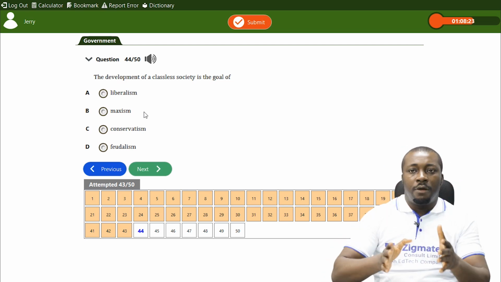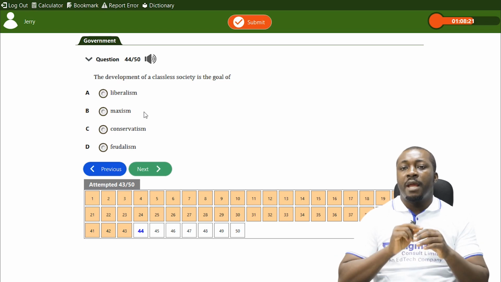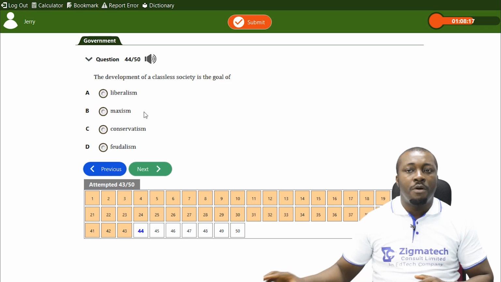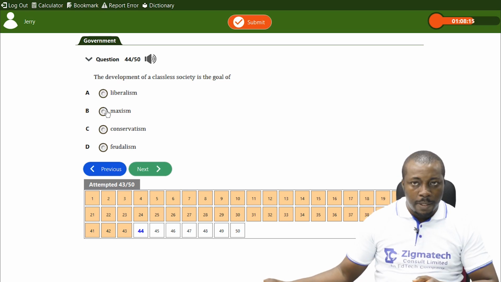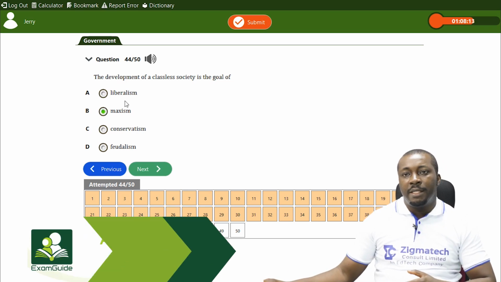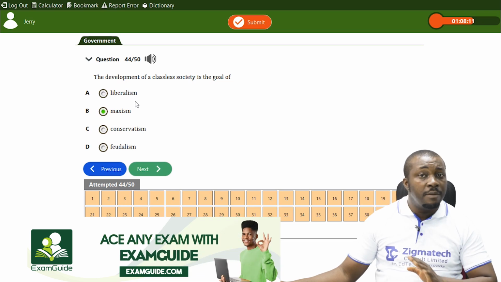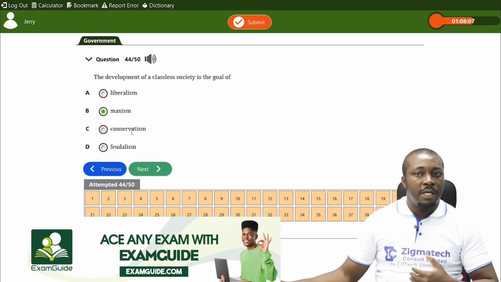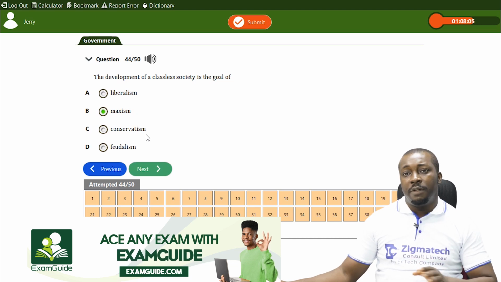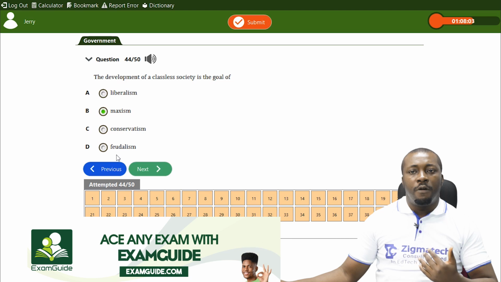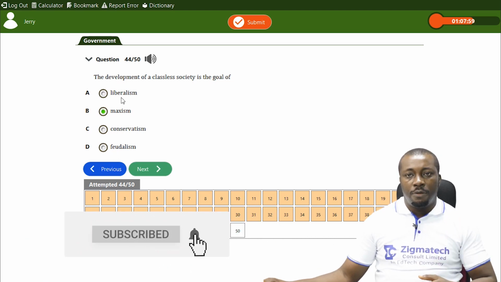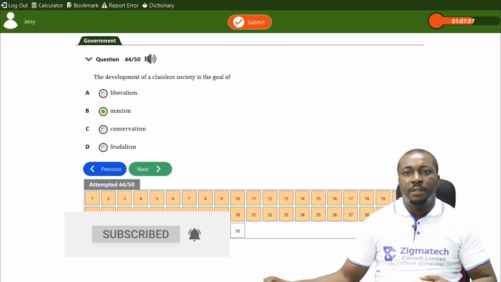Now, this ideology was championed by a founder, Karl Marx, and his believers. All of them make up what we call Marxism. So B, Marxism, is the answer. It's not liberalism. Liberalism is found in capitalism, where you talk about class society. It's not conservatism. Conservatives want to maintain the status quo. Of course, feudalism has classes, the lords and the serfs. So B, Marxism, is the answer.